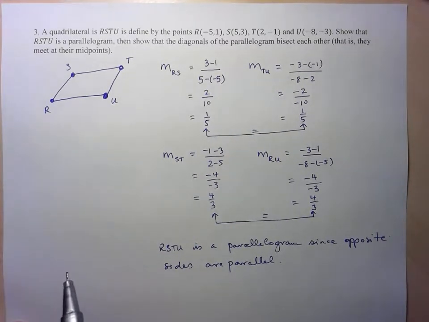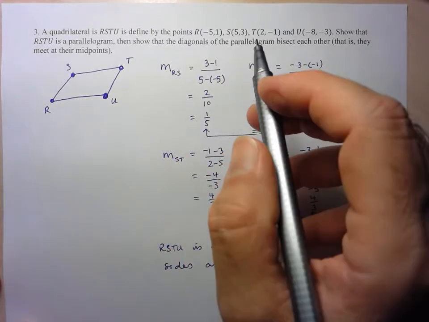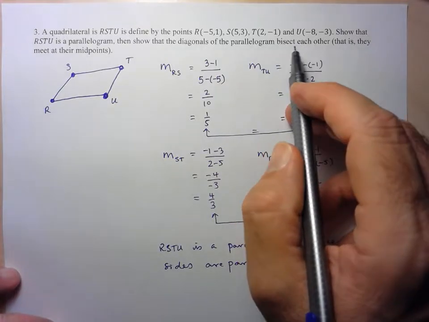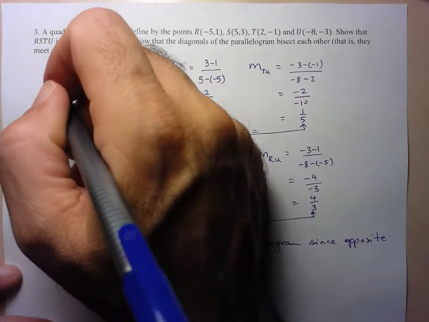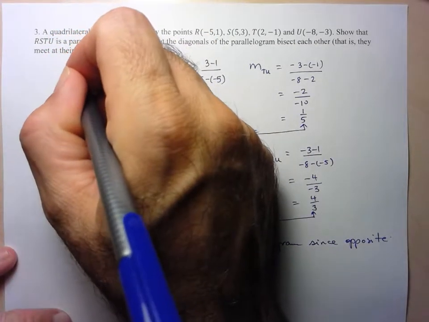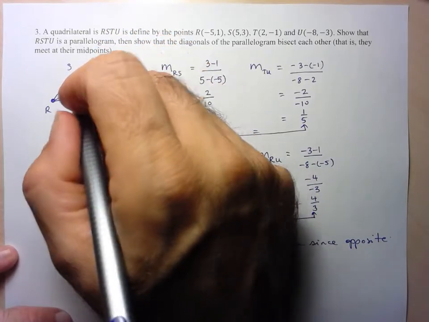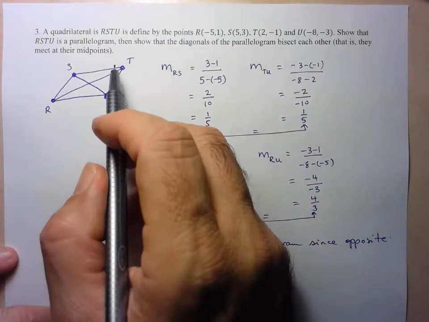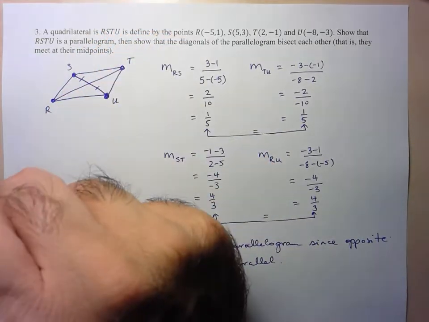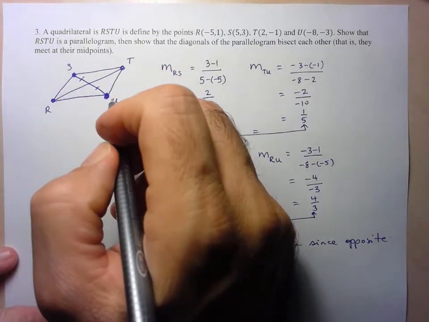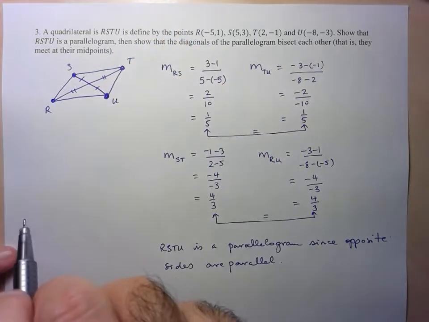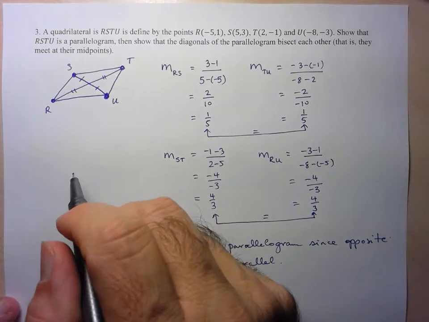All right, so that's not what they're asking us to show. They're asking us to show that the diagonals of the parallelogram bisect each other. Bisect each other basically means cut each other in half. So if I draw the two diagonals, RT and SU, and even looking at my not great diagram, it doesn't seem outrageous that this line cuts SU in half and this line cuts RT in half. So the question is how are we going to show that?